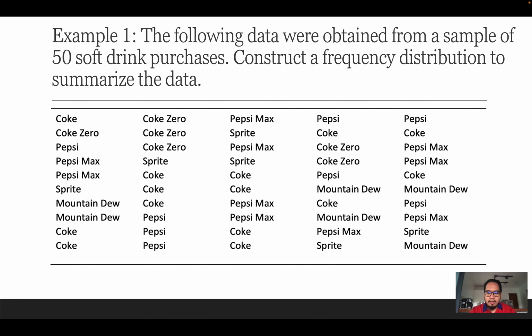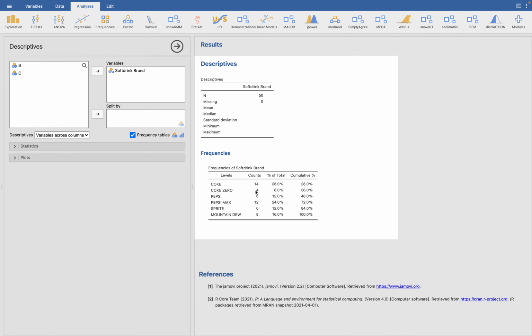You can see that 14 counts, 14 frequencies, or 14 students chose Coke. 4 chose Coke Zero. 12 chose Pepsi Max, sorry. 6 chose Pepsi. 6 chose Sprite. And 8 chose Mountain Dew.